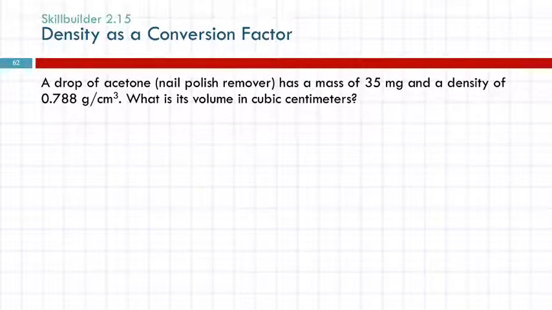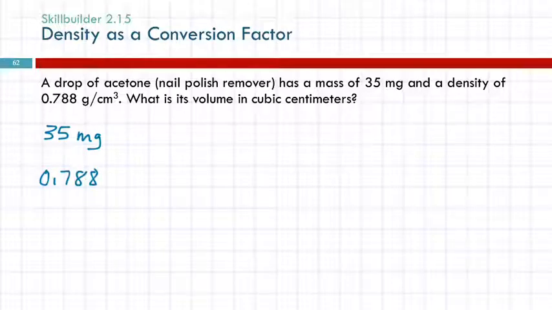Well, let's write down the numbers. I've got 35 milligrams, and I've got 0.788. Write this fraction vertically, grams over cubic centimeters. We need to clearly see that this is a fraction. We have units on top, we have units on bottom. When you do your calculation, there should be no slashes. Everything should be vertical.